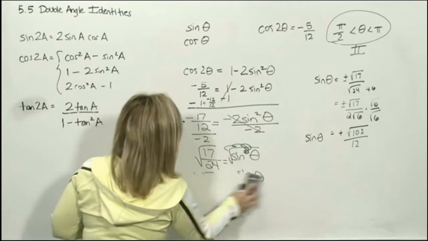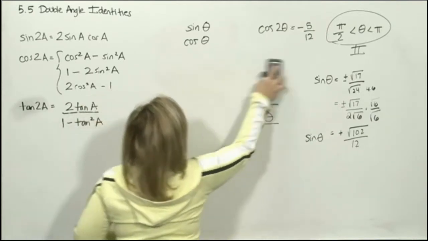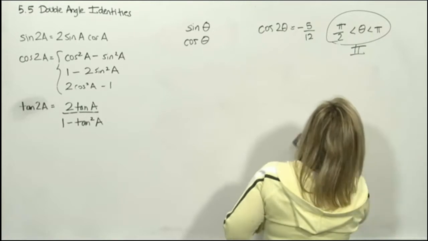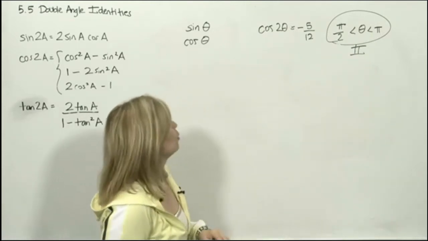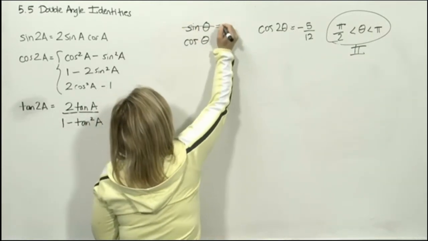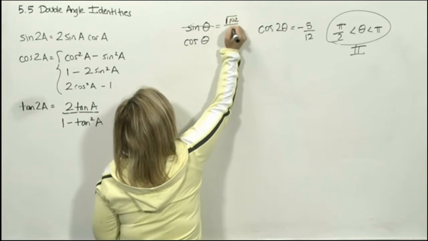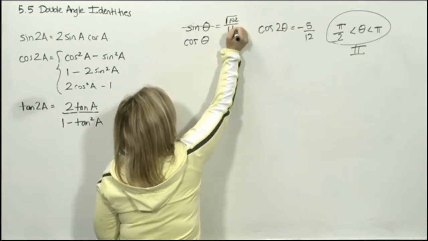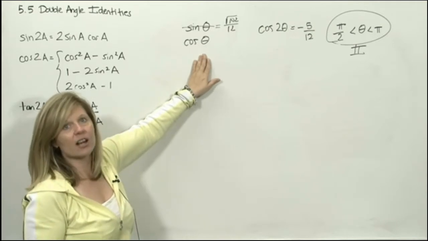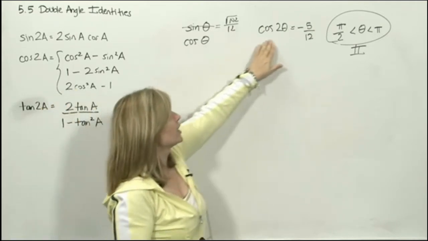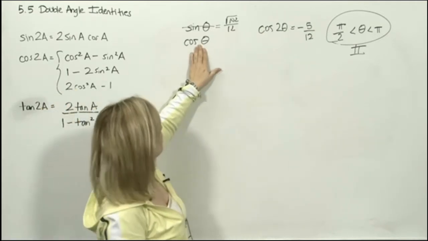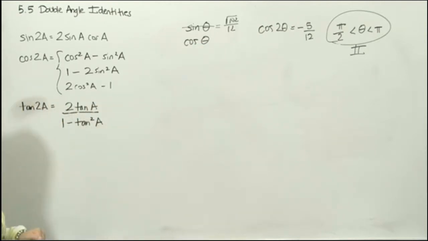Okay, so let me erase this. Again, we found that to be square root of 102 over 12. Now they want us to find the cosine of theta. And again, we're given the double angle. We want to find cosine. So now you have a decision to make.